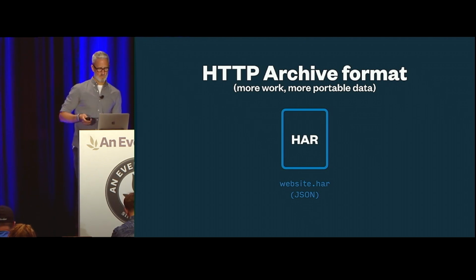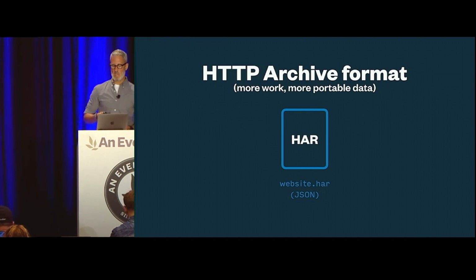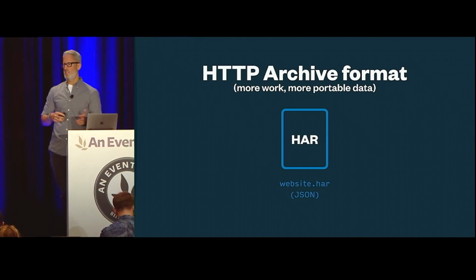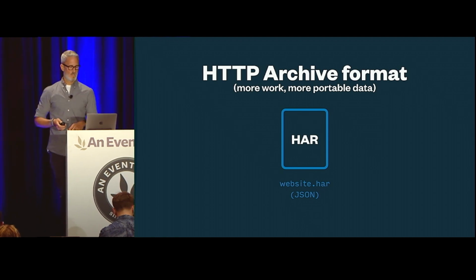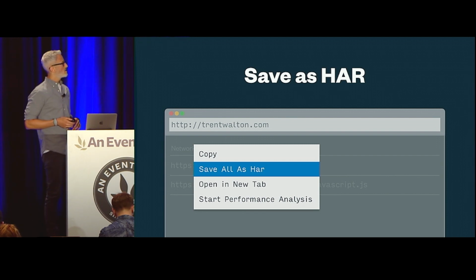A HAR file, HTTP archive format, is a JSON formatted file that logs your web browser's interaction with the site. So save and share with care. Like if you're logged in, there may be some data that's transferred with that as well. But the way you do this is that you would go to any website.